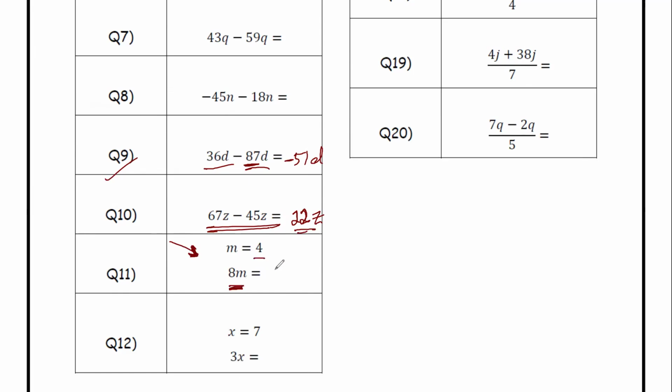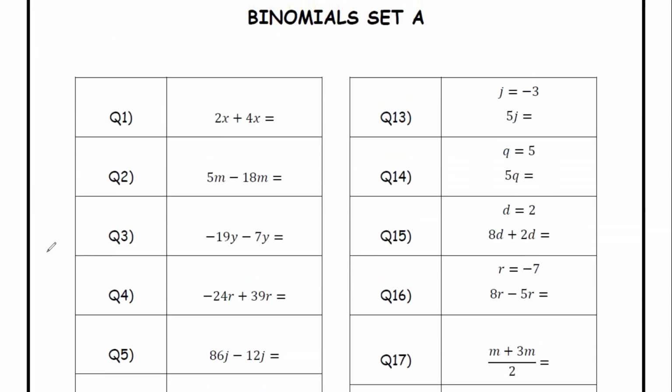If m is 4, then what is 8m? So 8 times 4. That is 32. 3x, x is 7, so 3 times 7. That is 21. Replace x with 7. That's all that you have to do. Replace m with 4. Again, replace j with negative 3. So 5 times negative 3 is negative 15. Replace q with 5. So 5 times 5 is 25.